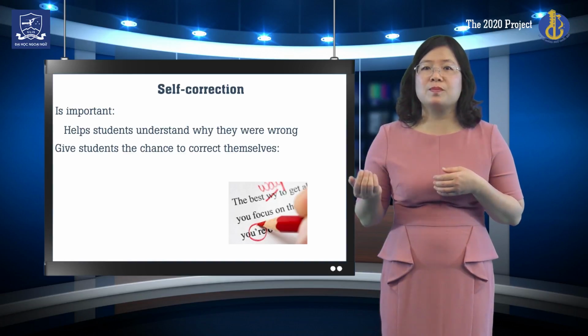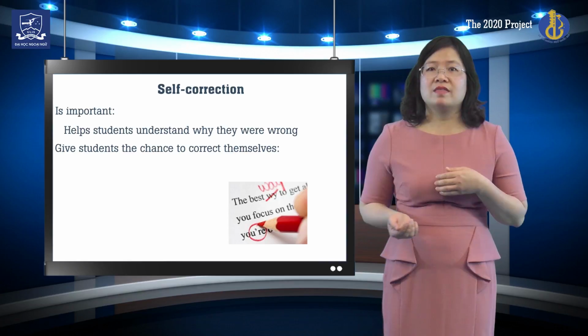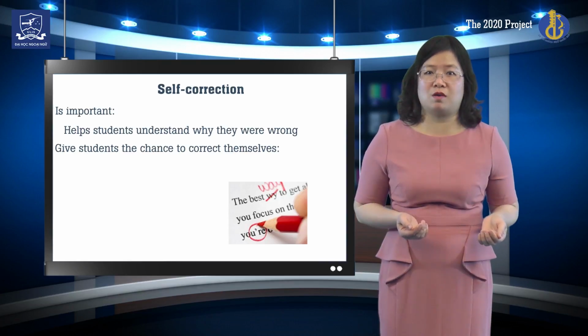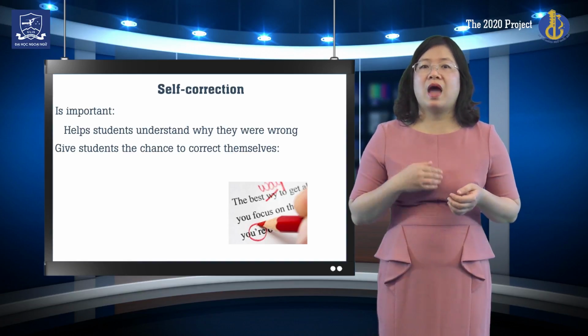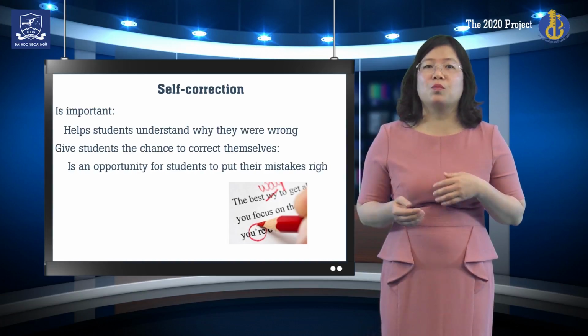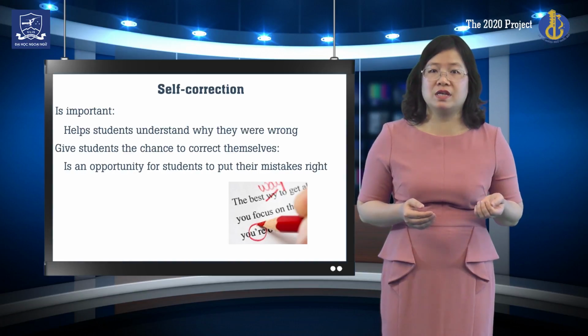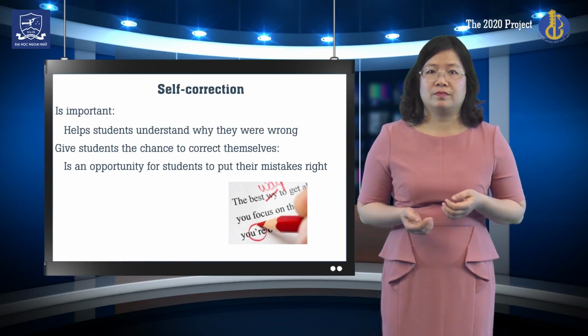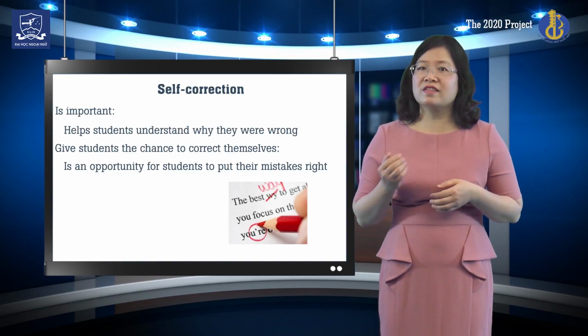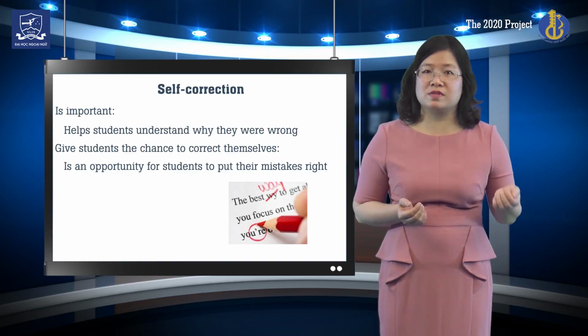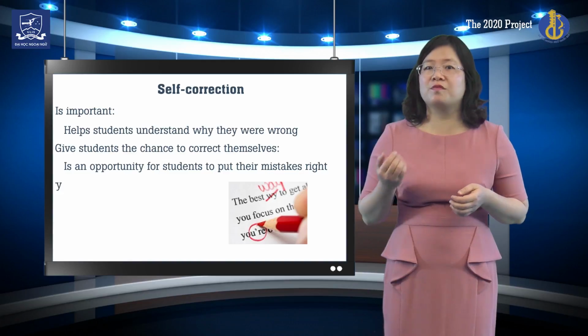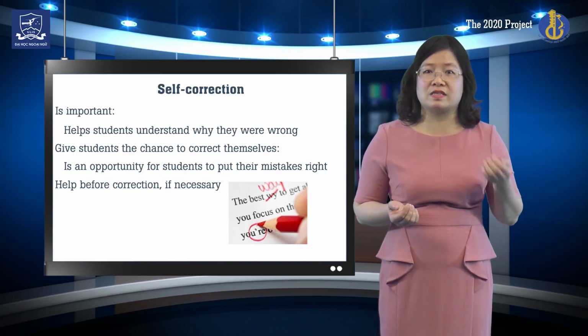If they are going to become more accurate, they must learn to monitor themselves. They may have just made a slip and will welcome the opportunity to put it right. If we think that students can correct themselves, there are a number of things we can do to make this happen.